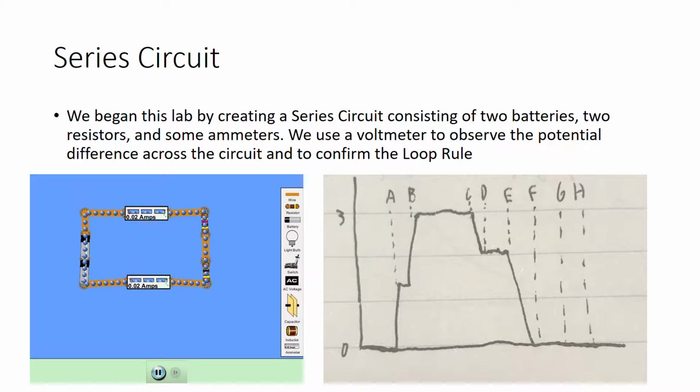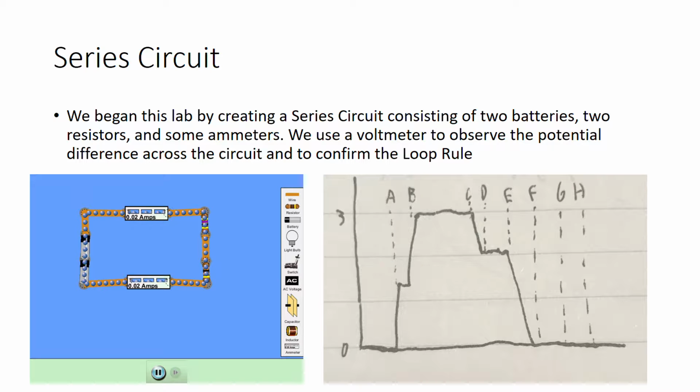So we began this lab by creating a series circuit consisting of two 1.5 volt batteries, two resistors of 47 ohms and 100 ohms respectively, and some ammeters that showed the current across the entire circuit, which matched up with what we theoretically calculated with the EMF of the battery equal to the I of the circuit times the resistance of the circuit. We then used a voltmeter to observe the potential difference across the circuit to confirm the loop rule.